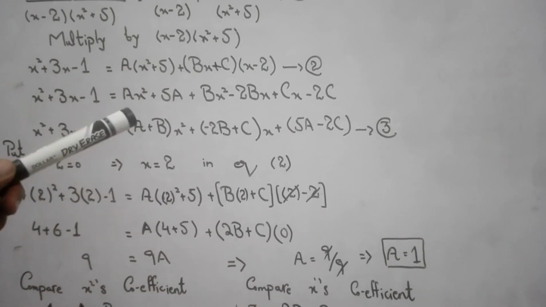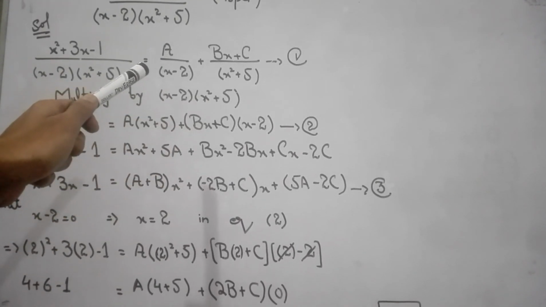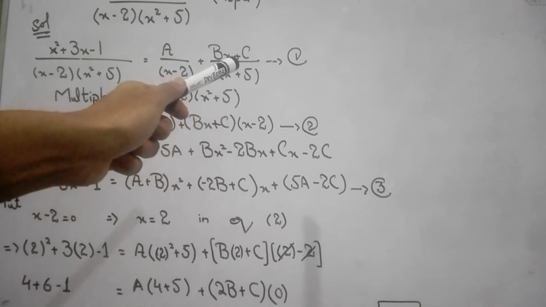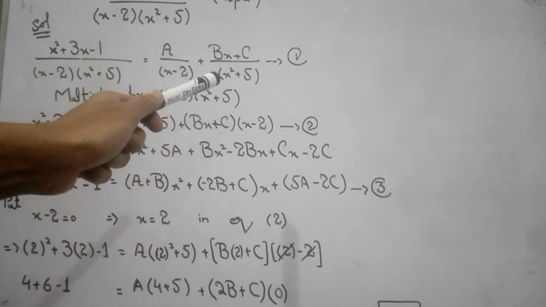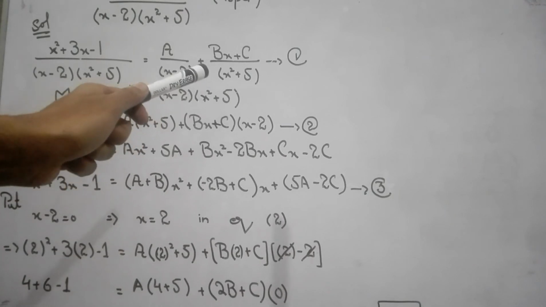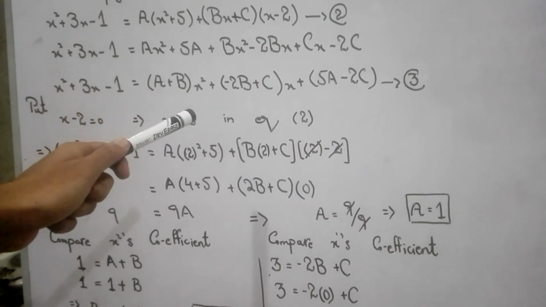Now there are no more linear factors in equation 1. As you can see that x minus 2 is done. X squared plus 5 is not a linear, but it is a quadratic factor. So then to solve this, we are going to follow the procedure of comparison.